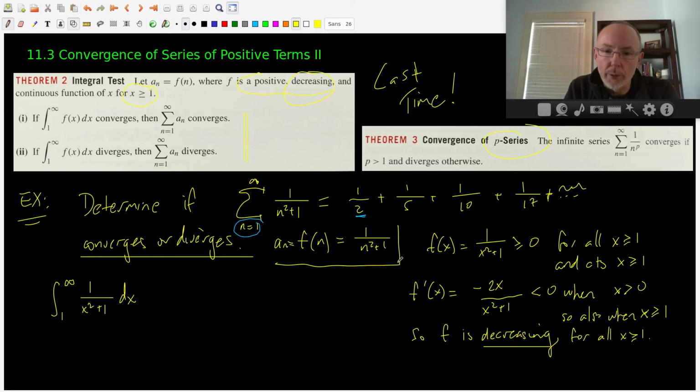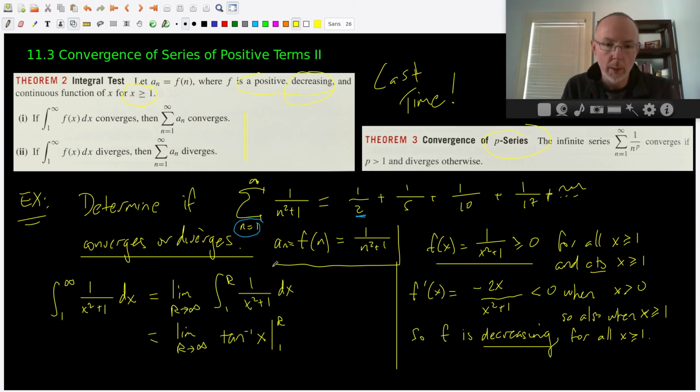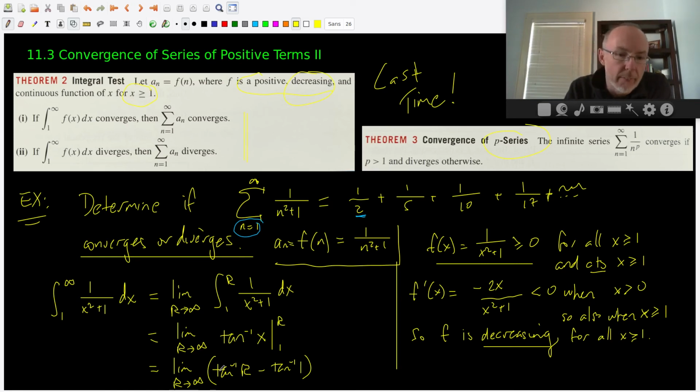We've met all the rules now. We've shown it's continuous. This is my abbreviation for continuous. We've shown it's positive, and we've shown it's decreasing, and therefore this integral will tell us about the convergence of the series itself, which means we need to do that improper integral. And this is an integral we can do because it just gives us an inverse tan. And so the limit here is the limit as r goes to infinity of the inverse tan of r minus the inverse tan of 1.